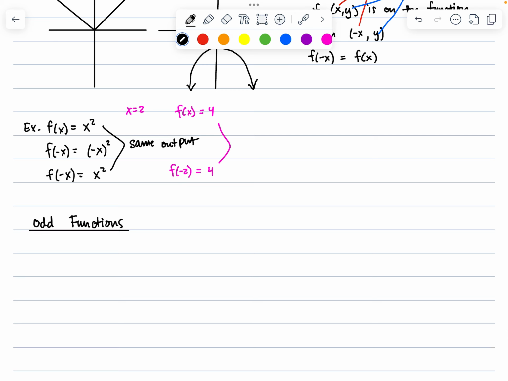Are still symmetrical, except it is not across the y-axis or the x-axis. These are symmetrical about the origin. And this one's a little trickier to see and understand.